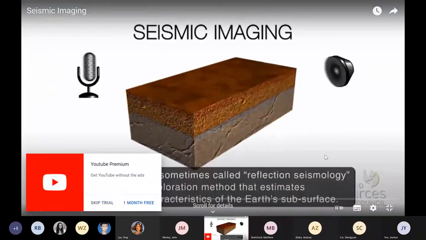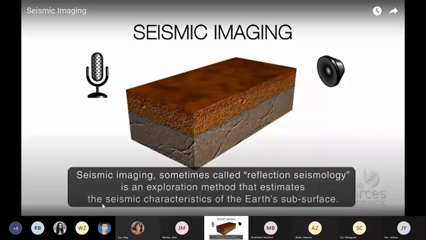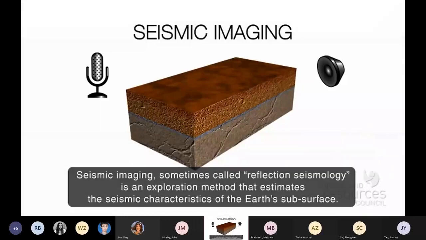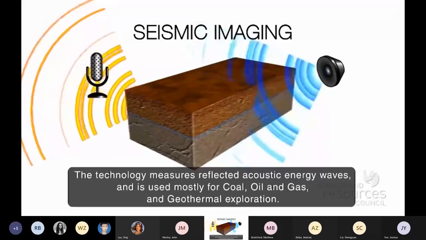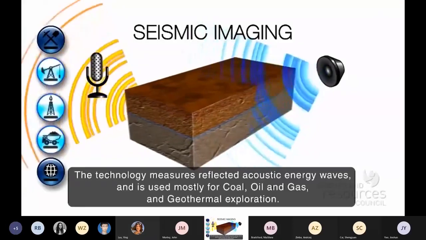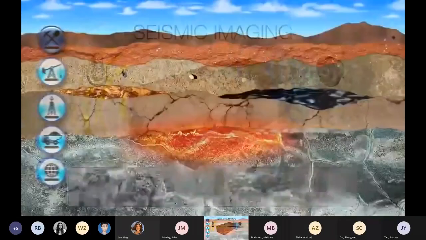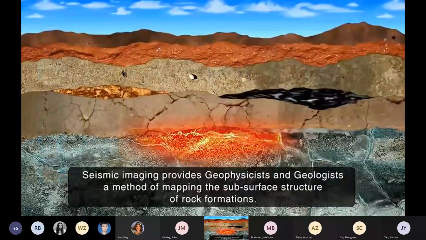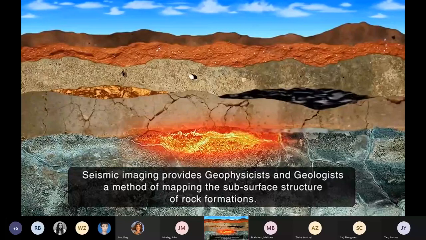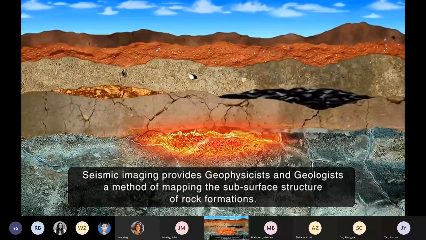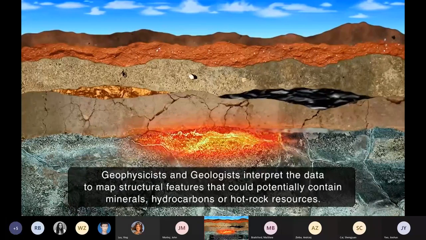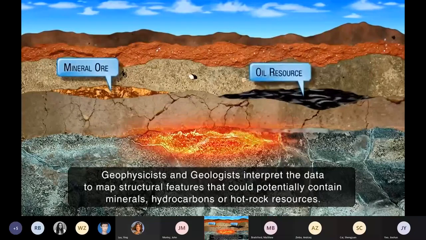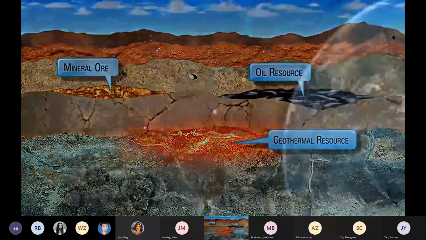Sorry about that. Seismic imaging, sometimes called reflection seismology, is an exploration method that estimates the seismic characteristics of the Earth's subsurface. The technology measures reflected acoustic energy waves and is mostly used for coal, oil and gas, and geothermal exploration. Seismic imaging provides geophysicists and geologists a method of mapping the subsurface structure of rock formations. Geophysicists and geologists interpret the data to map structural features that could potentially contain minerals, hydrocarbons, or hot rock resources.